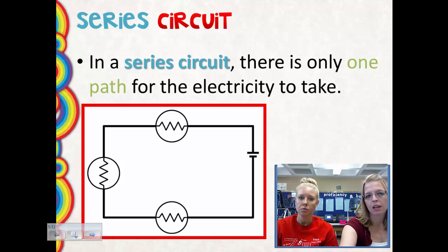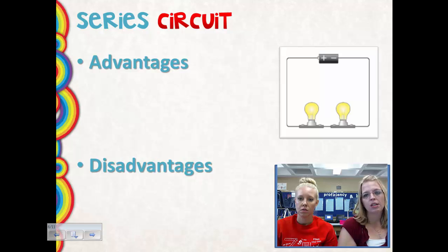Exactly. So let's look at some advantages and disadvantages up here. And let me try to write. Now, when I'm writing, I can't see where my cursor is, so it's really hard. Getting closer. There we go.